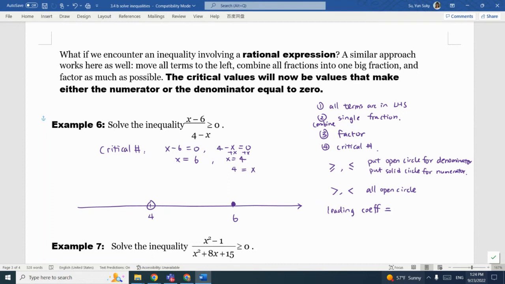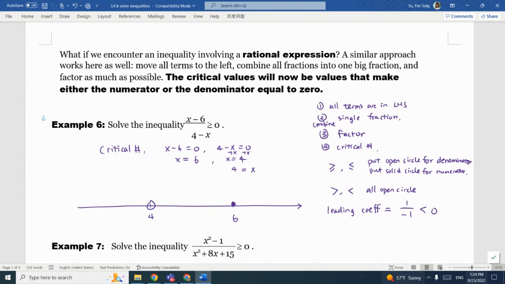Okay, leading coefficient. If you have a product or quotient of a lot of factors, you look at the coefficient of the highest power term in each factor. In this case, in your numerator, do you see x is the higher power term? So the coefficient of x is 1, right? So it's 1 on top. And the denominator, what's the coefficient? -1. Yes. So the leading coefficient of the whole thing is 1 over -1, which is negative.